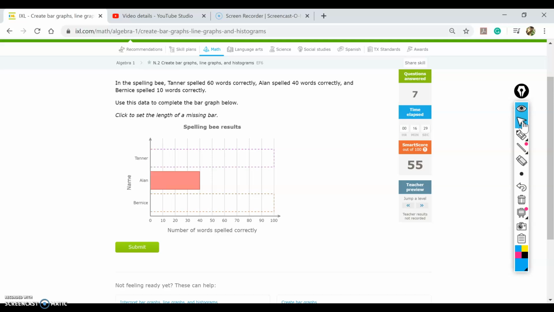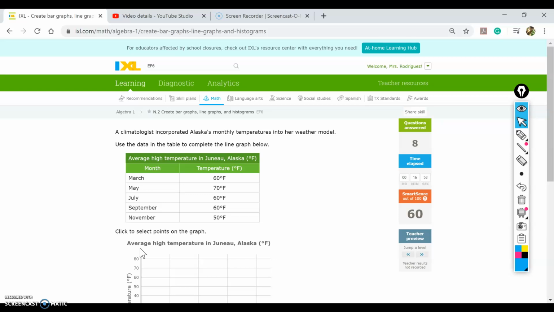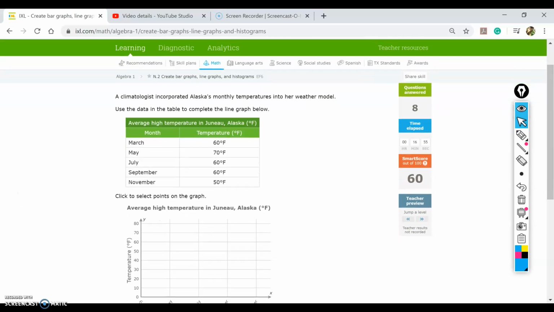Here we go. So it's telling you that Tanner spells 60 words correctly. So I need to go here and check on 60 words, which would be right there. And then Alan spelled 40 words correctly. So Alan 40, oh, that's there already. And Bernice spelled 10 words correctly. So 10. And then I submit. Wonderful.